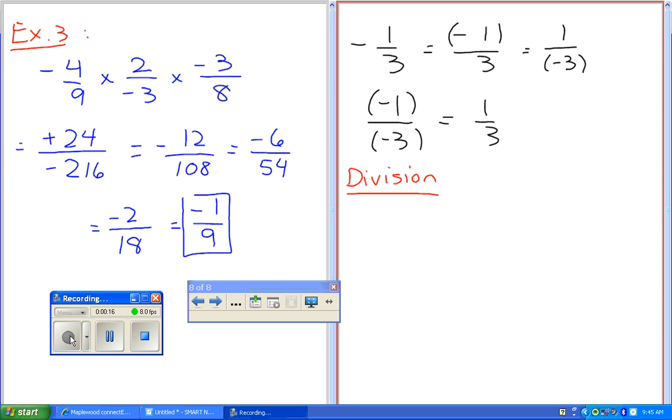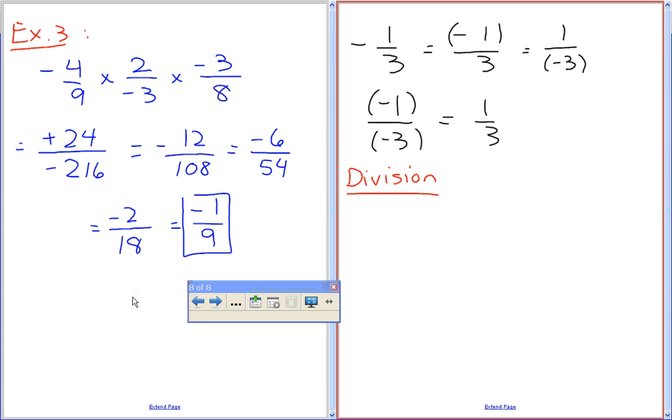Well, it's the same thing as multiplying, except for the right hand side fraction. You would have to flip it. Good. And then so you would multiply. Very good. So what we're going to do is you're going to invert the second term.